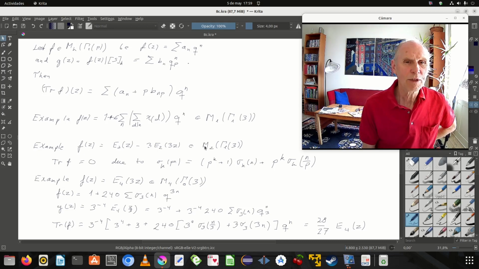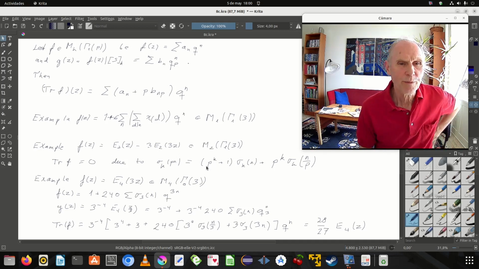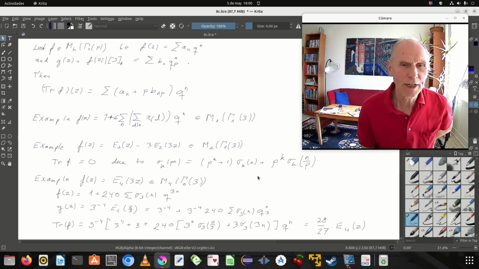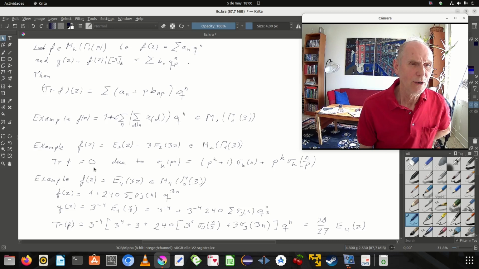Now, another example was the function of weight 2, which I found on the internet, and the trace, of course, must vanish because there's no modular form for the full modular group of weight 2. And it takes a little work, and then due to this formula, which I believe is well known, but I forget it, so I have to derive it every time anew, then it vanishes.